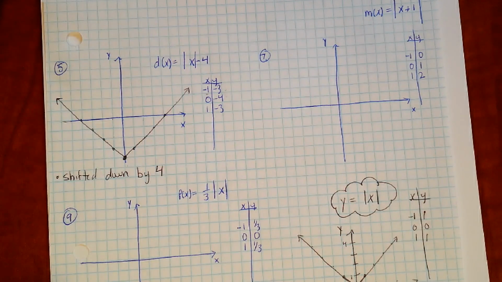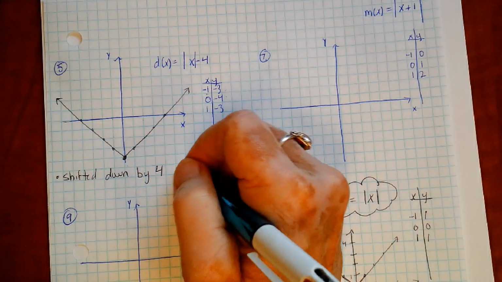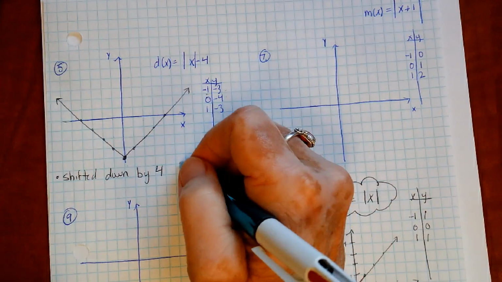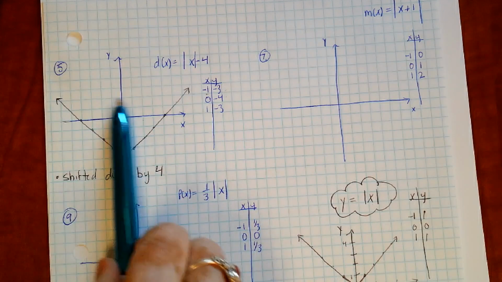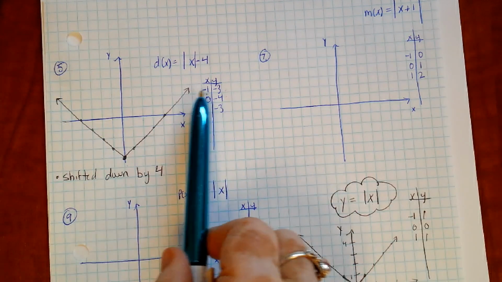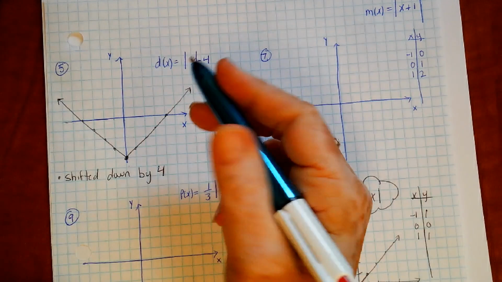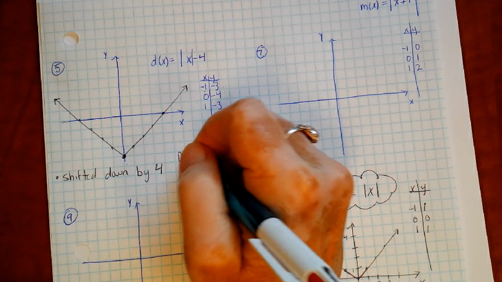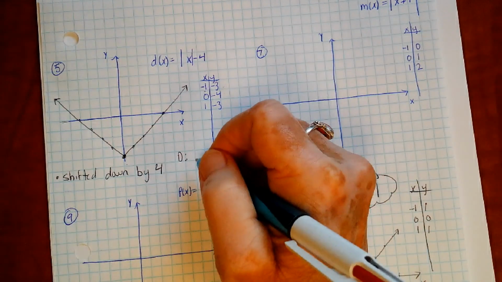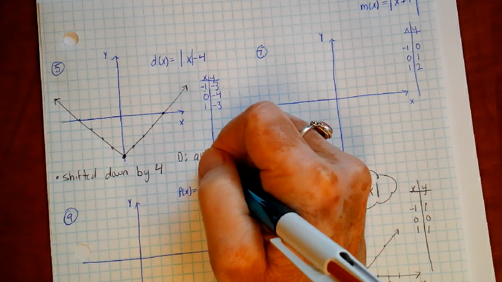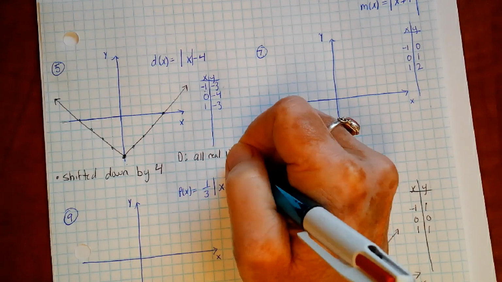And what's the domain and the range? The domain is the x values. So basically, now that I have the graph, I can just look at the graph. From left to right, since the arrows point out in both directions, the domain is all real numbers. So I'm just going to say all real numbers.